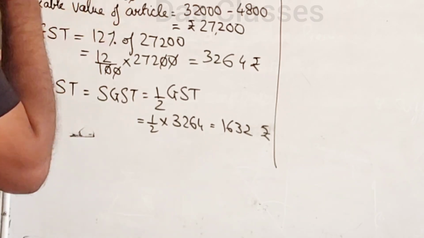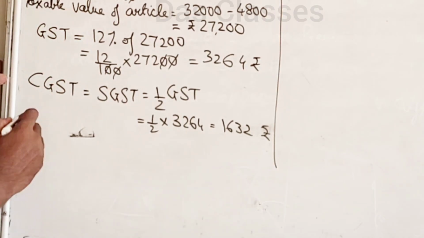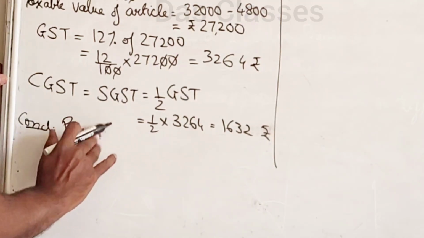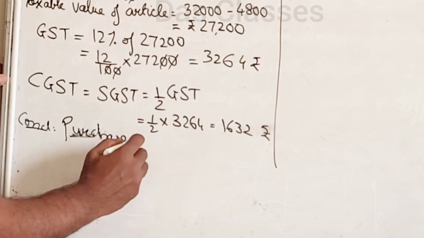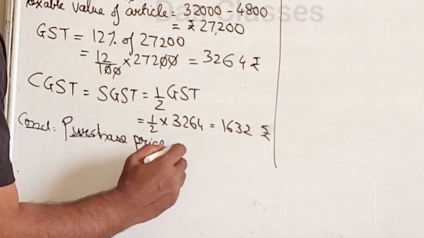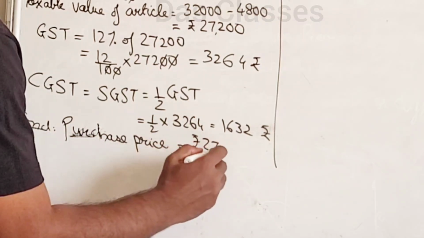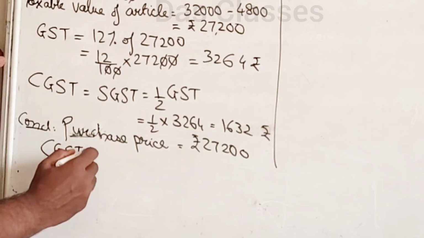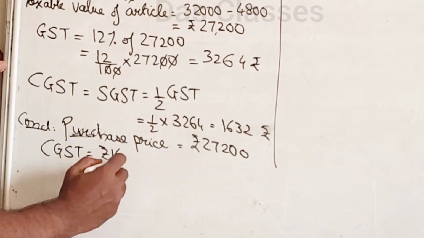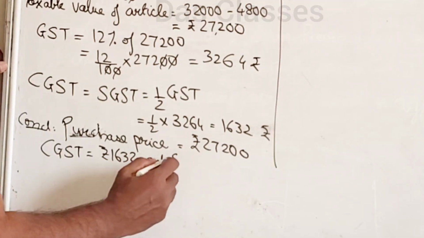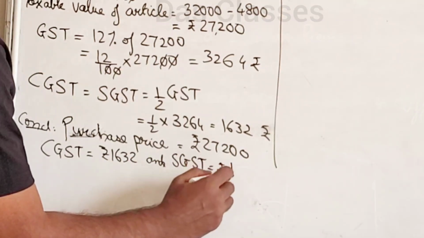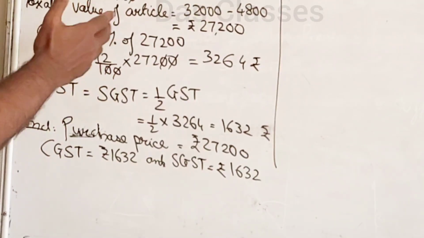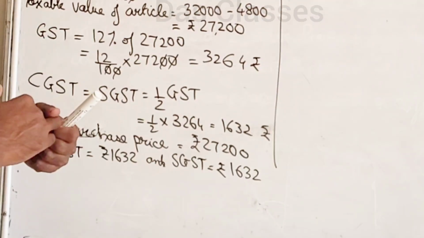So the CGST, what were the questions? Find the purchase price. Therefore, conclusion, purchase price of article was rupees 27,200 and CGST is rupees 1632 and SGST is rupees 1632. So this is the way to solve CGST and SGST to find out the taxes.